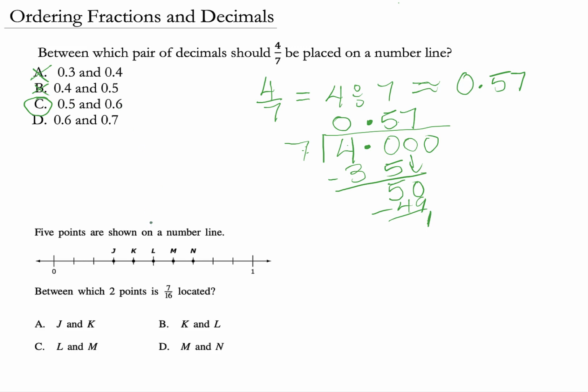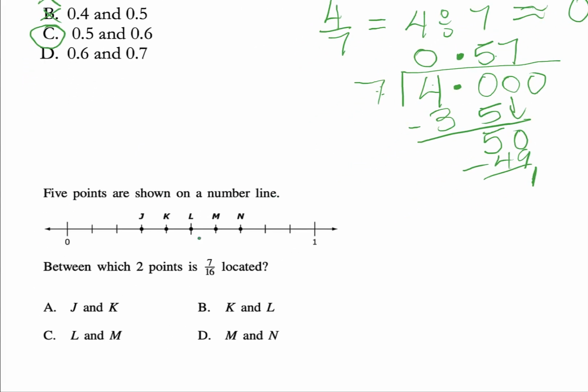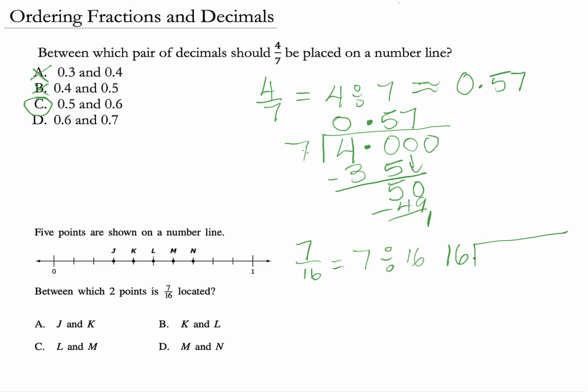Here's another example of how they could word this question. It says 5 points are shown on a number line. So you have 5 points. Notice it starts at 0 and it ends at 1. And then they have J, K, L, M, N. And they want to know between which 2 points is 7/16 located. So again, 7/16 means 7 divided by 16, which means we got to set up our division. So here's 16. Here's 7, put the decimal point, add a couple of zeros. I usually go for 3. Bring up that decimal point.